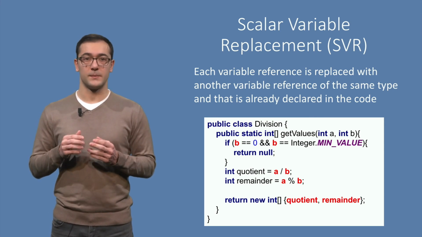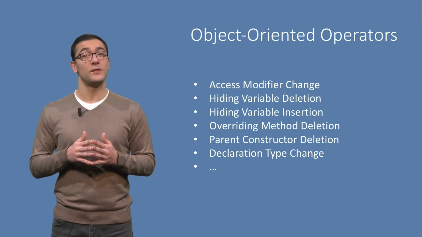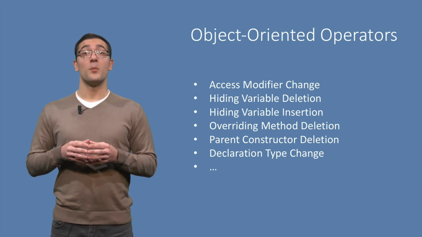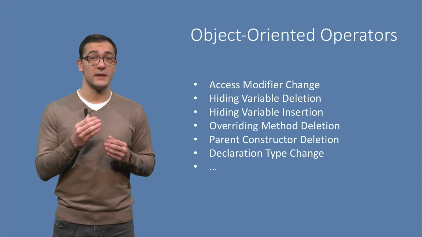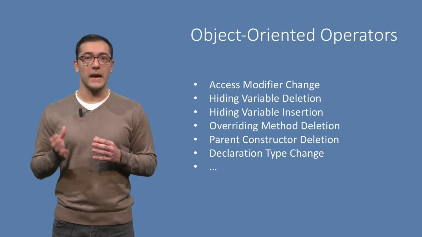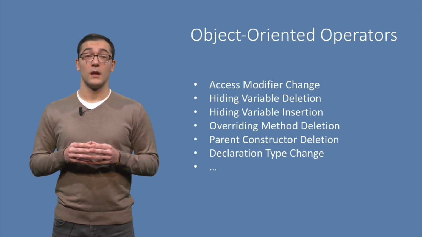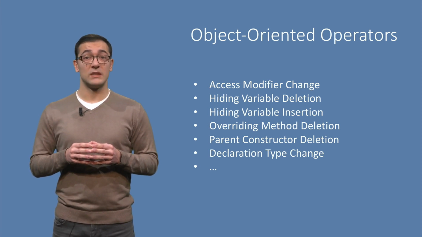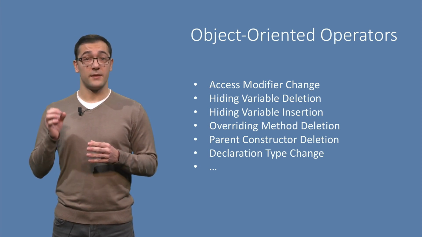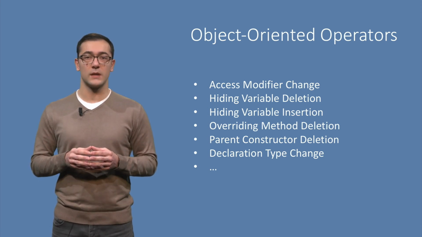In Java, there are many other language-specific operators. For example, in Java, mutants can be obtained by changing the access modifiers to methods and attributes, by removing method overriding, or changing the declaration type of the variables. We are not going into the detail of all mutation operators for Java. However, at this stage, you should have a clear idea about how mutation operators work and why.